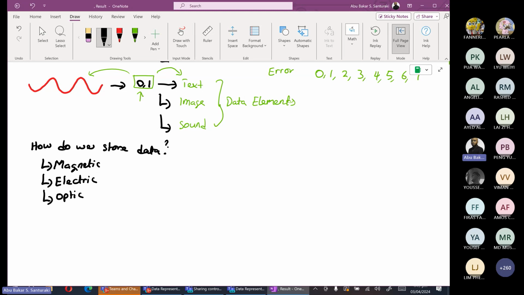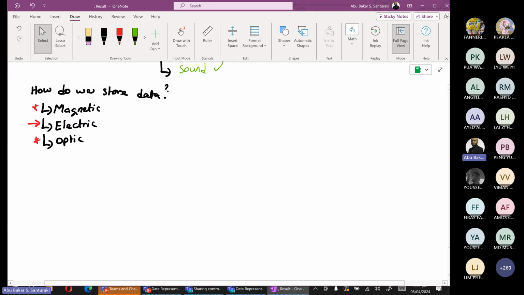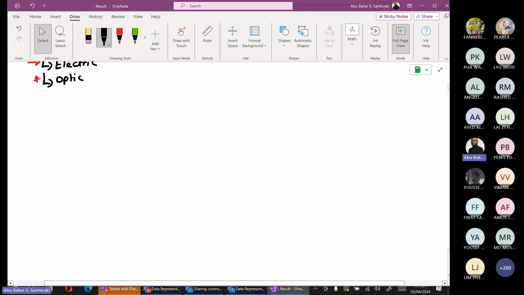I'll give you examples of two of these. We will talk about magnetic and optics, and then in our next lecture, digital electronics, we will talk about the electric model. So let's start with the magnets. What is a magnet and how does a magnet work?